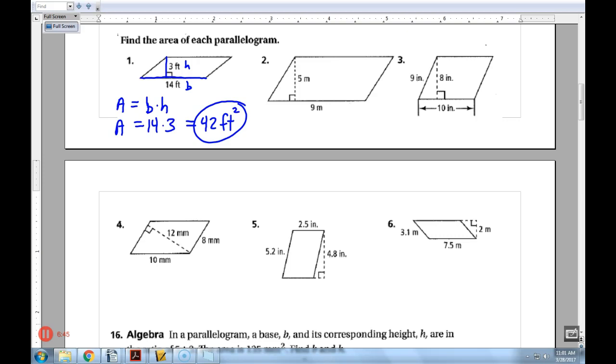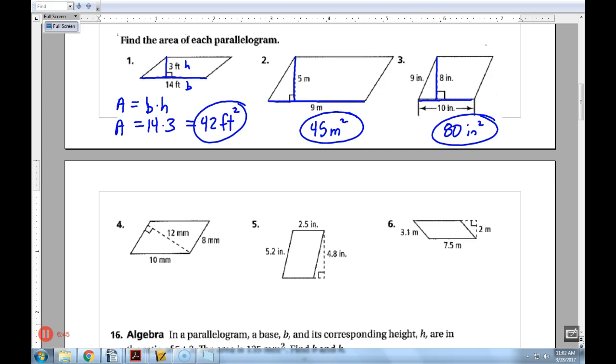So on this next one, it looks like we have 9 by 5, so that would be 45 square meters, meters squared. This one they try to trip me up and they put some extra numbers in here, but ultimately again it's base times height. 10 times 8 would be 80 square inches. So those are pretty straightforward with parallelograms. Now we do have a few down here that get a little bit more challenging.